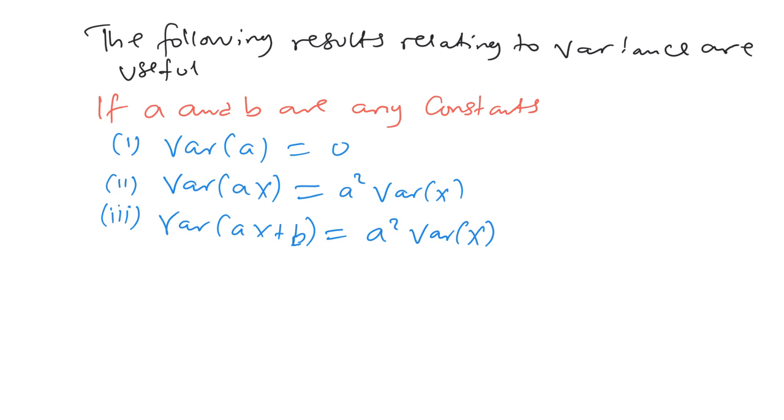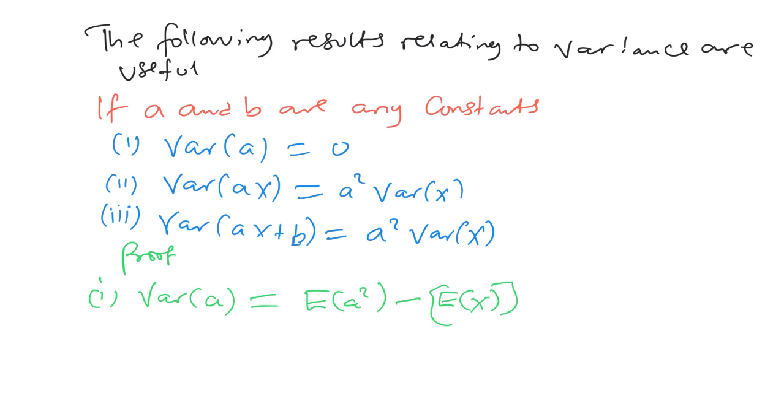Let me try to prove one for you. Let me prove the first one, which is the easiest. The rest are yours. You're going to prove them in your free time when you're having a cup of chai. So let me prove this. For the first one, the variance of a constant is defined as the expectation of the constant squared minus the square of the expectation of that constant.